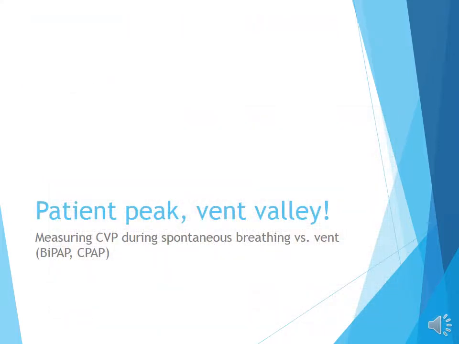So we just went over how you would measure it if they have spontaneous breathing, respiratory variation. So a good way to remember the difference is patient peak, vent valley. If they're on mechanical ventilation, you're going to actually measure in the opposite spot. So remember patient peak, where we measure that higher point before the dip. So you're going to do the opposite with mechanical ventilation.